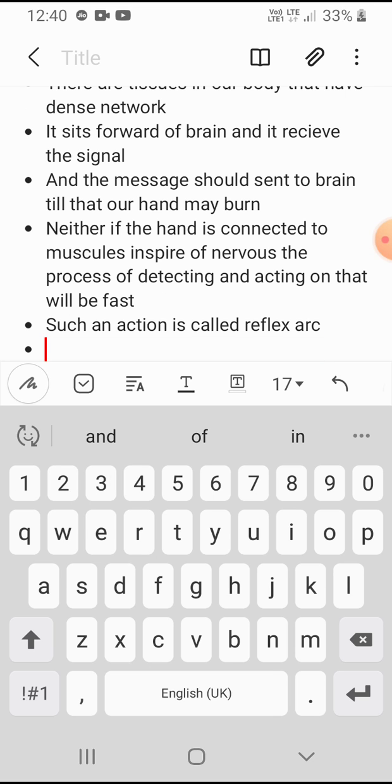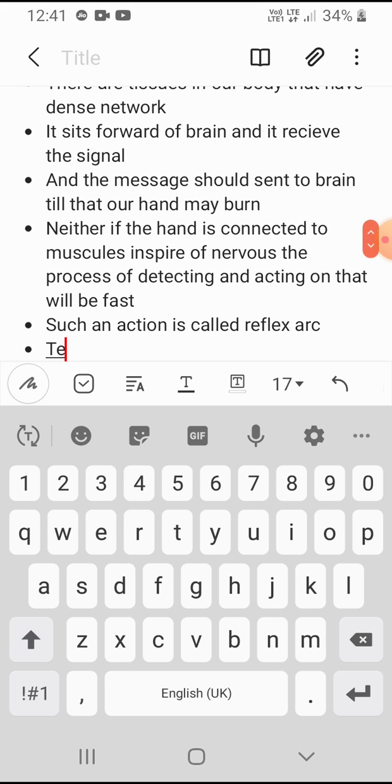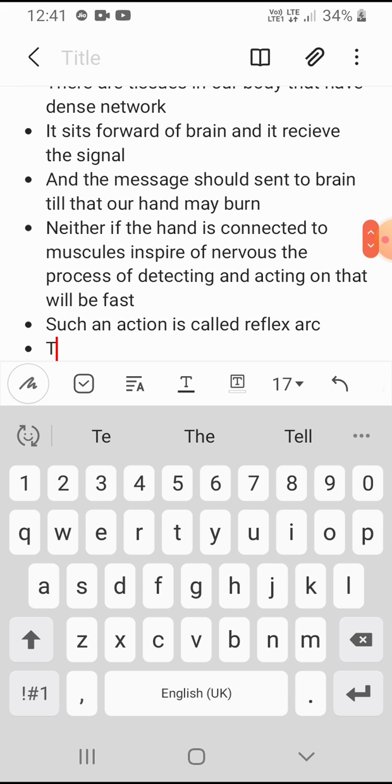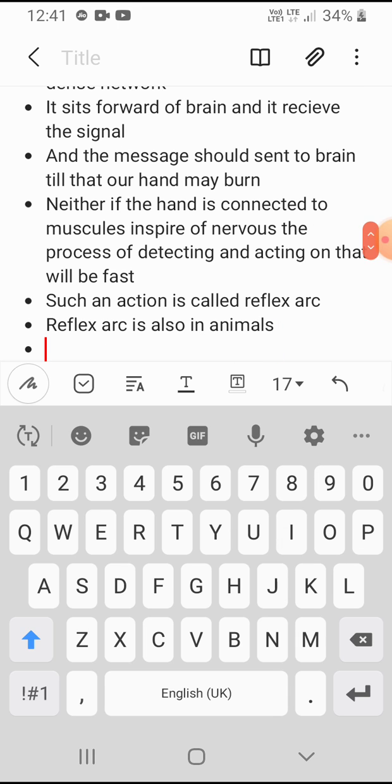Reflex arc means the muscles are connected with the hand at the time of burning. It helps the hand to come out of the burning suddenly, immediately, or quickly. That is called a reflex arc, which protects our hand. This is the best idea we can do. A reflex arc is also in animals.